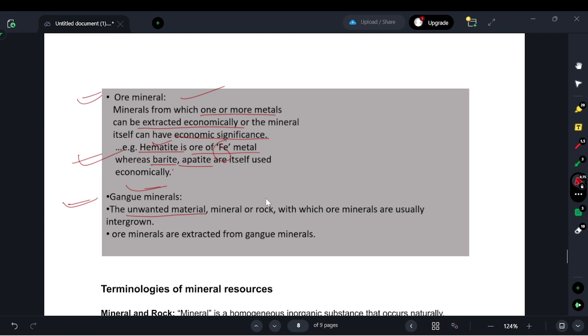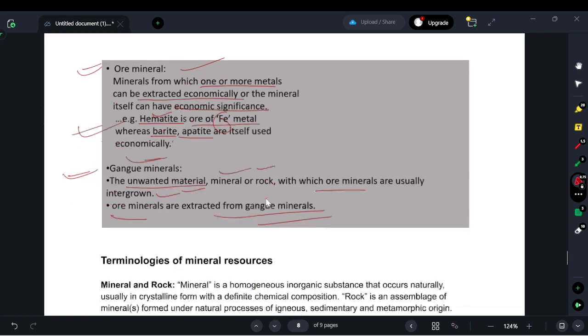Okay, these are the unwanted material. It can be a mineral or it can be a rock, which in the ore mineral, they are usually intergrown with the ore mineral. These generally coexist with the ore mineral. And the ore mineral is extracted from the gangue mineral. So we remove these impurities, and after that we extract the ore mineral in the ore.